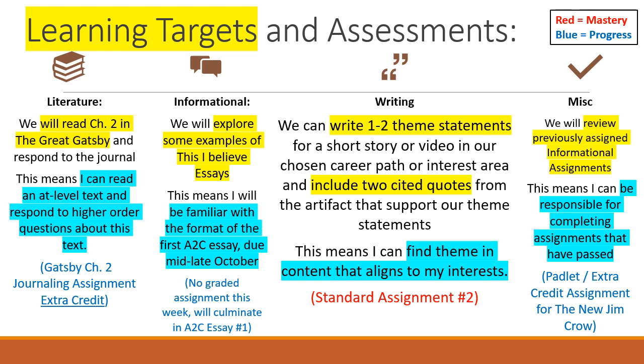The writing learning target and assessment is that we can write 1 to 2 theme statements for a short story or video in your chosen career path or interest area, and include 2-sided quotes or explanations from that artifact that support your theme statement. And this will allow you to find a theme in stories that aligns to your interest. And the miscellaneous is we can review some past assignments to make sure that you can be responsible for completing assignments that have already gone past. That being standards assignment number 1 and preparing to turn in standards assignment number 2 this weekend.